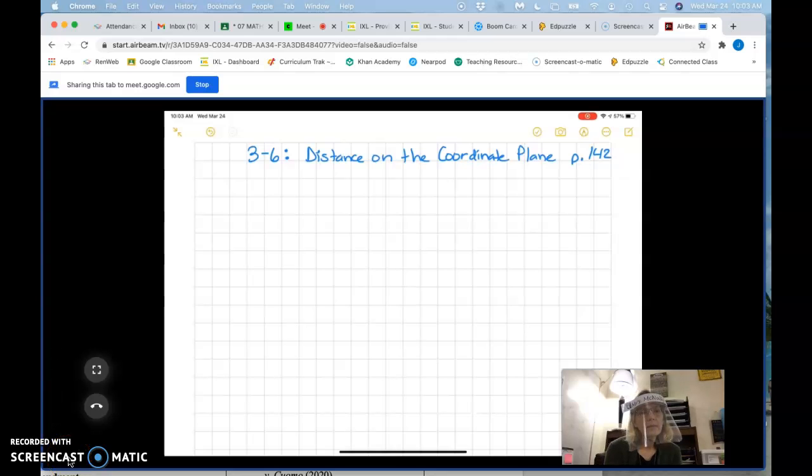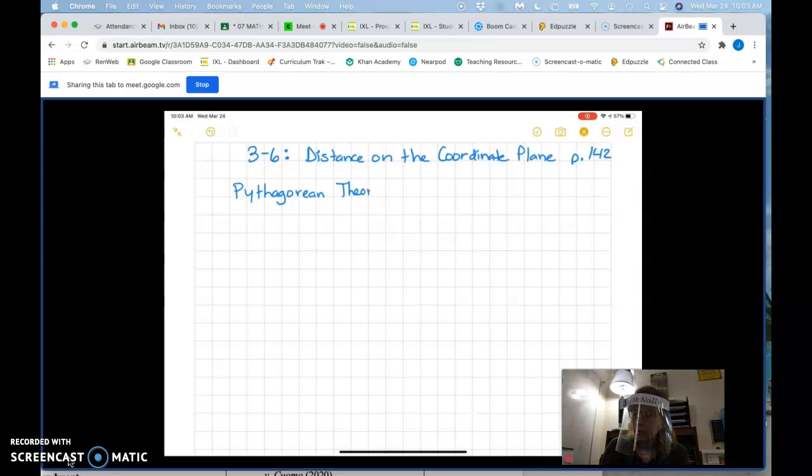In today's lesson, 3-6, distance on the coordinate plane, we are combining the two things that we learned last. We are going to combine the Pythagorean Theorem with the coordinate plane. We just worked really hard on the coordinate plane, so I don't think we need to review that today because we did just review it yesterday. But we are going to review the Pythagorean Theorem because we haven't done that in a few weeks. Does anybody remember the formula for Pythagorean Theorem?